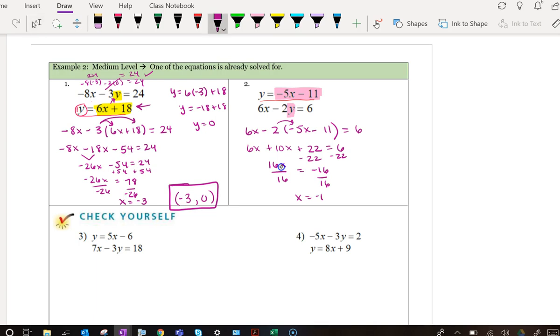Go ahead and plug it back in. The first equation is already solved for y, and I'm looking for y. So I'm going to do y equals negative 5 times negative 1 minus 11, 5 minus 11, y equals negative 6. Negative 1, negative 6. Okay, so that's substitution in its most basic form.